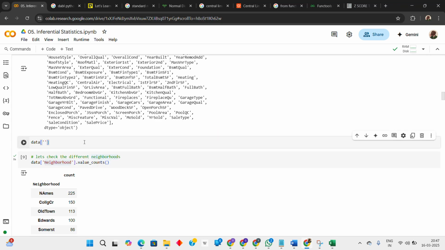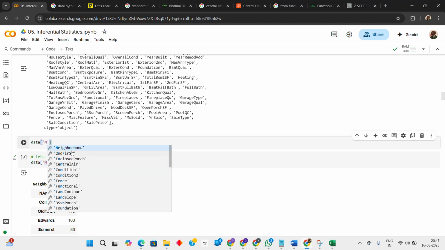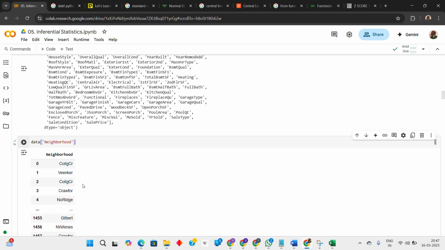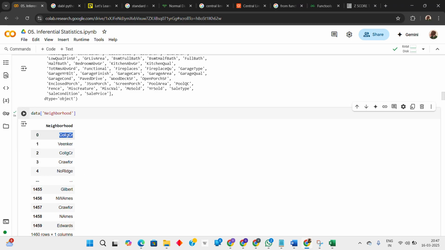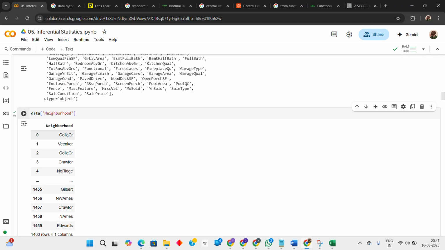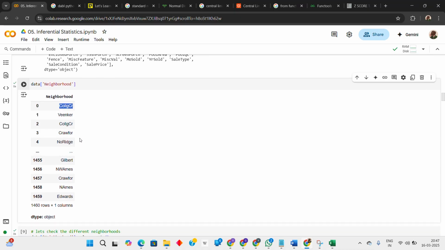Data of neighborhood. The neighborhood column is there, right? If you observe the data points, these are the data points there. I mean to say some column CR. I too don't know what exactly. Maybe these are the neighbor names, maybe.